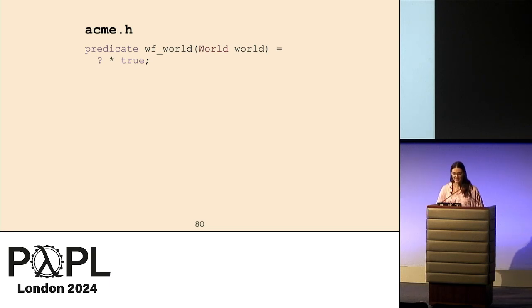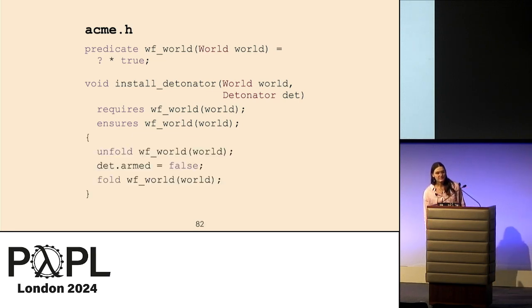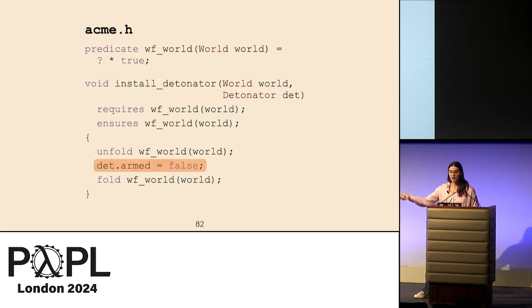So what happened here? If we go further, let's just look at this method, install detonator, that Wiley's code called. And you might first notice the fold and unfold statements. These provide information to the static verifier, but they're ignored at runtime. But there is a problem here. This method unarms the detonator, which definitely did not turn up in our verification before. So how did this pass verification?